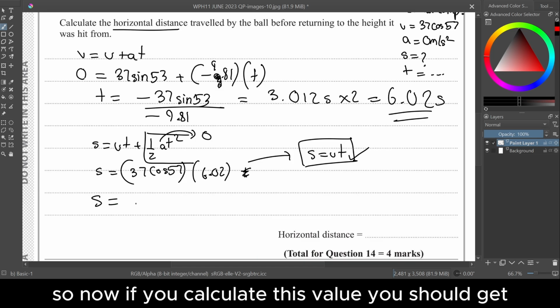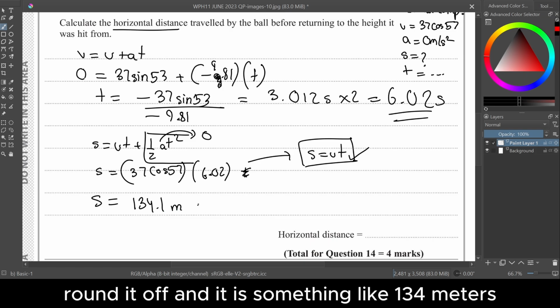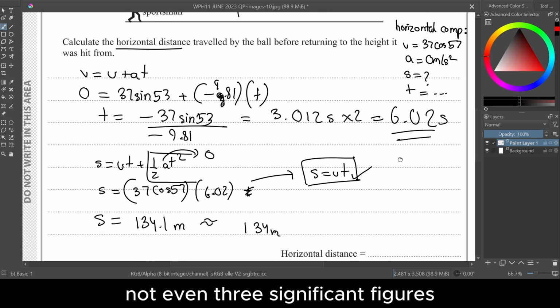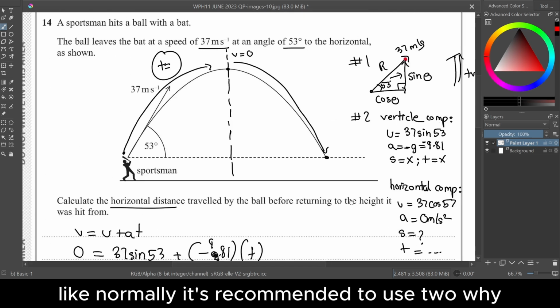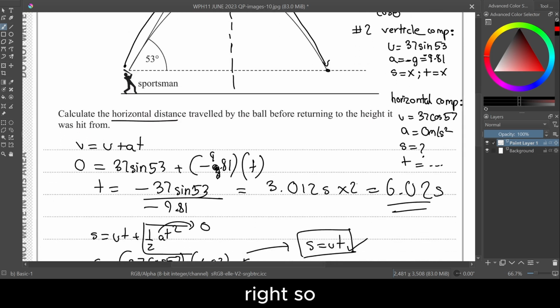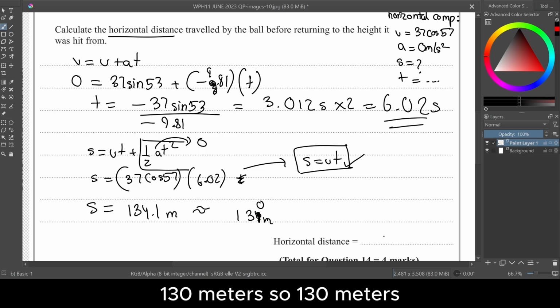So now if you calculate this value, you should get 134.1 meters, rounded off, something like 134 meters. Not even three significant figures; normally it's recommended to use two. Why? Because as you can see, I can only see two significant figures in the data, so it's better to convert it into two significant figures. So it should be 130 meters. So this is your final answer.